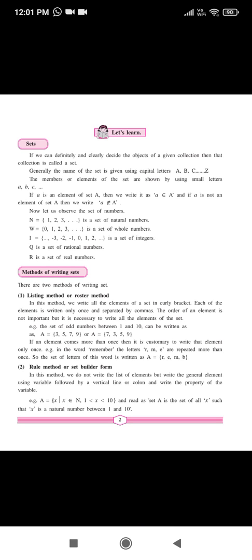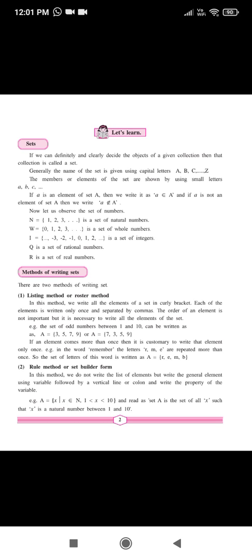Yesterday I gave the introduction about sets: which collections of objects are called a set and which collections are not called a set. Now let's see the methods of writing a set. There are two methods.